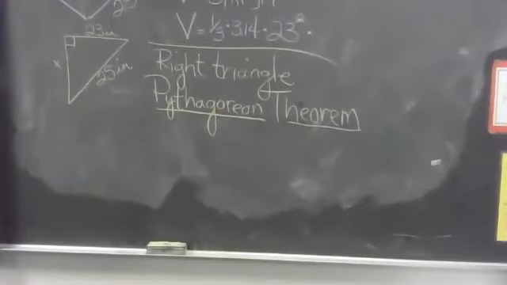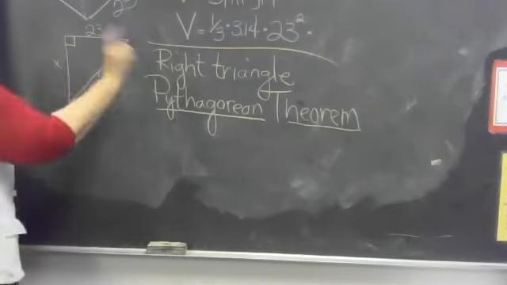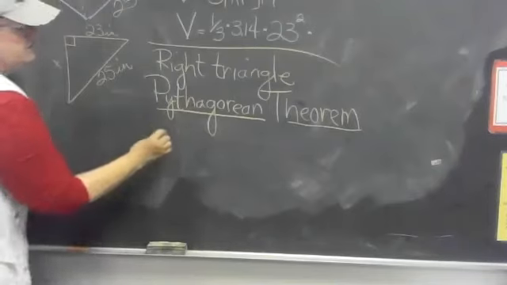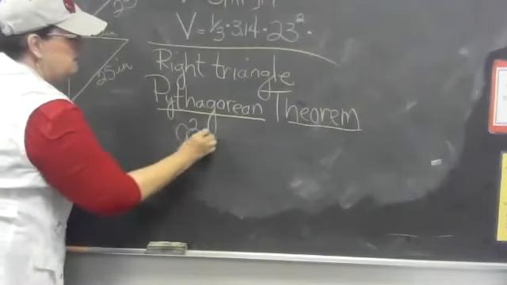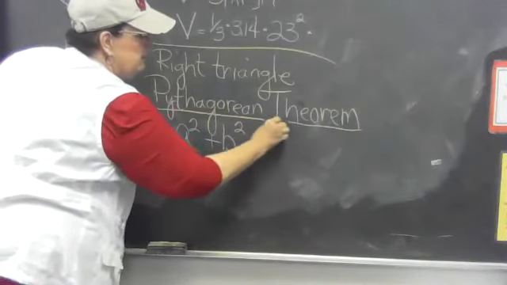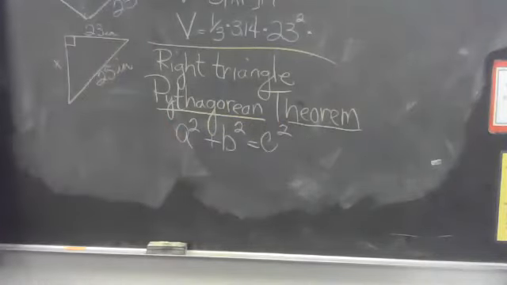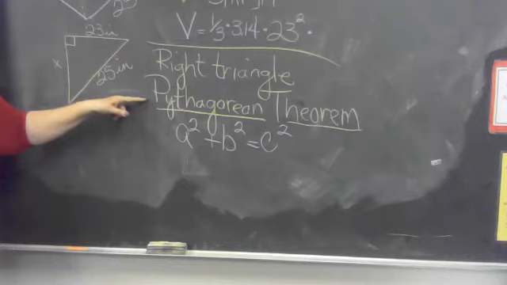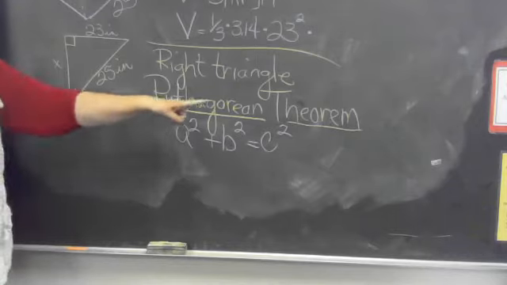Okay, so Pythagorean's theorem says that in a right triangle, only a right triangle, guys, only a right triangle, a squared plus b squared equals c squared. That is in the center of your formula chart, so you do not have to memorize this. Look and find it. I'm going to give you a second on your formula chart. Find it. It's in the middle, and it says Pythagorean theorem.